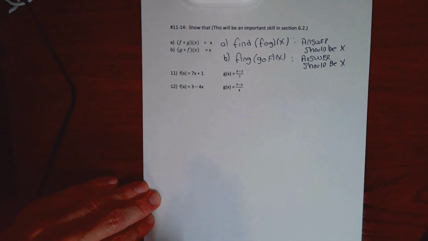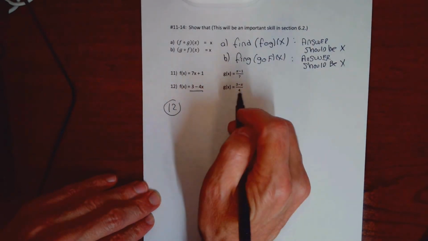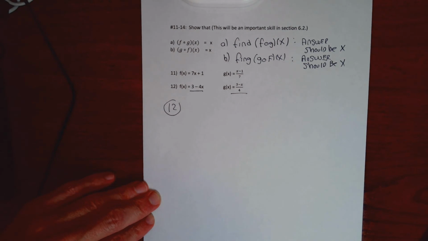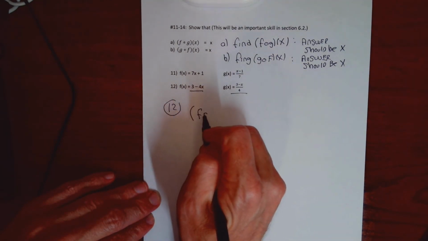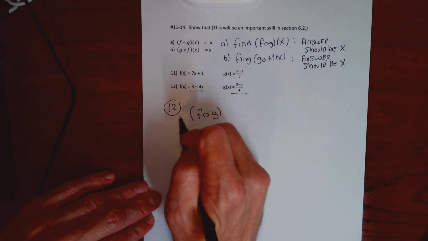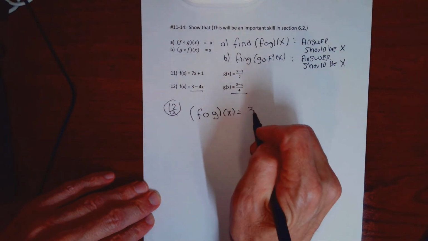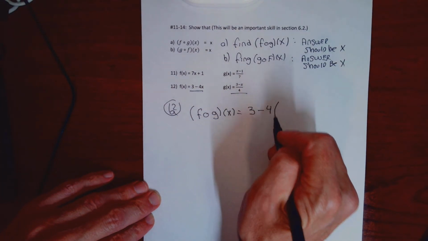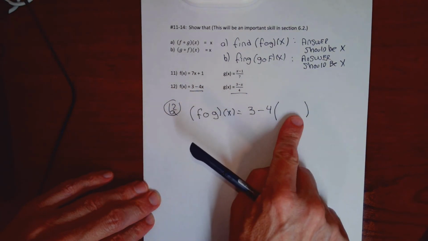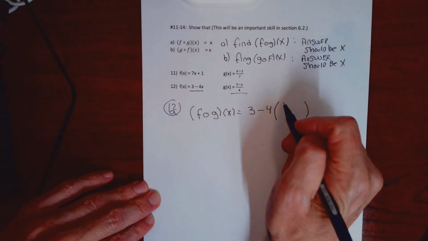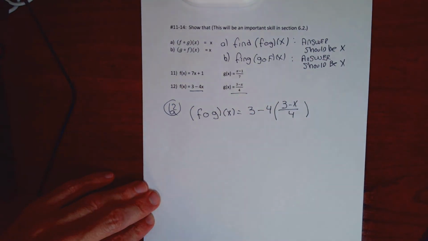So let's work on this with problem 12. Problem 12, the f function is 3 minus 4x, the g function is the fraction 3 minus x over 4. Problem 12a wants me to find f composed with g of x, and to find f composed with g of x, I take the f function that's written first, I write it without its x, I leave a parentheses where the x was, and inside the parentheses, I put the g function.